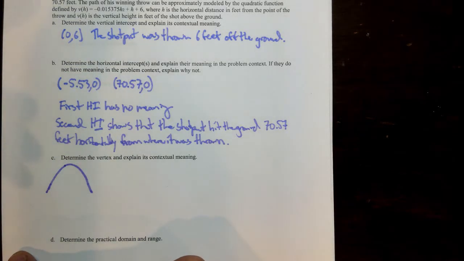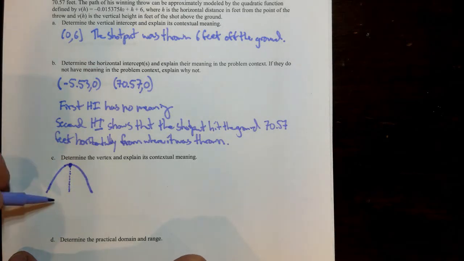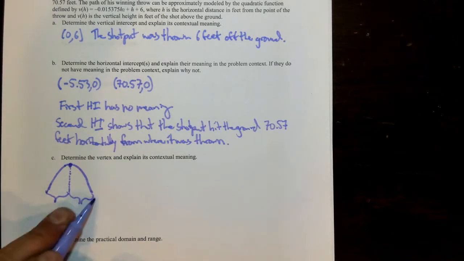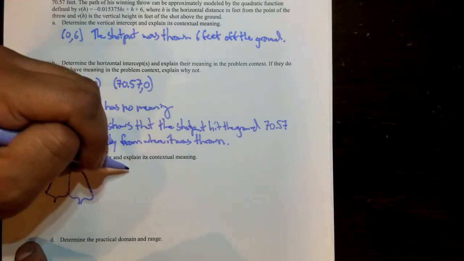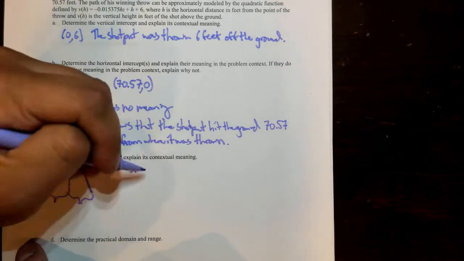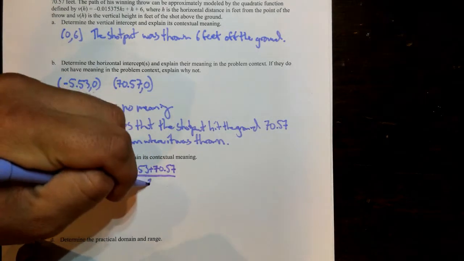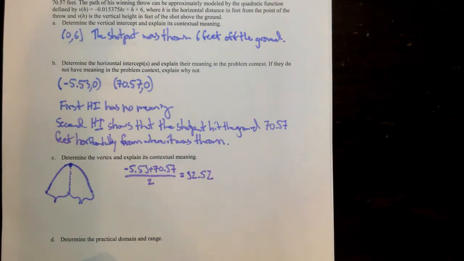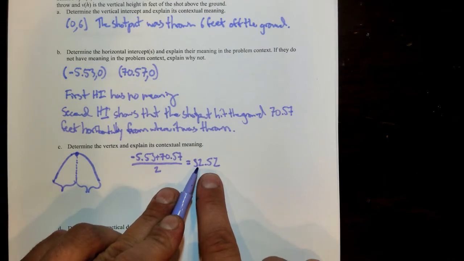Well, for a quadratic function like we have, the x value of the vertex is right in the middle of our two horizontal intercepts. So if we just find the middle point, if we add these two together and divide by 2, we get 32.52. So that's the x value of the vertex. To find the y value, we want to plug this x value in.